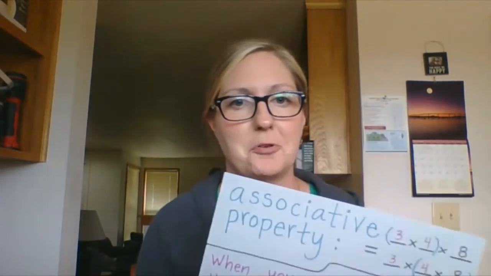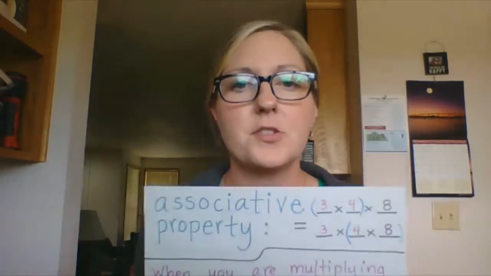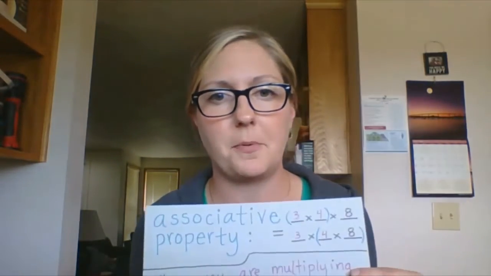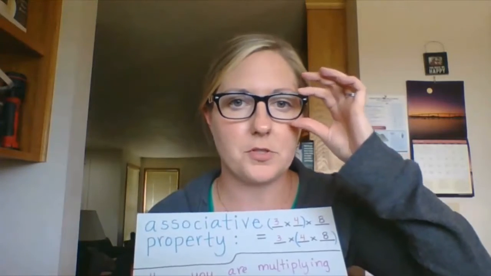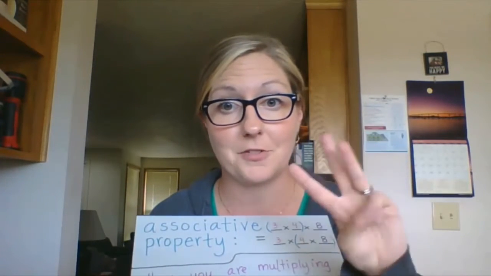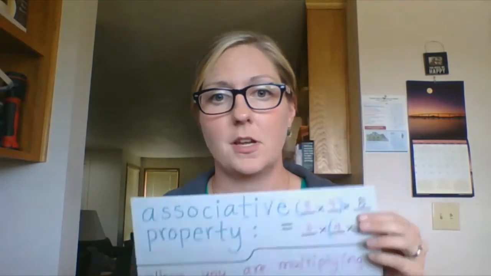So yesterday we talked about the commutative property, where we can switch the order of the numbers we're multiplying, and our answer, our product, our total will always stay the same. Today's rule that we're learning about and exploring is called the associative property of multiplication. And this rule is special because it applies to when we are multiplying 3 factors or 3 numbers.